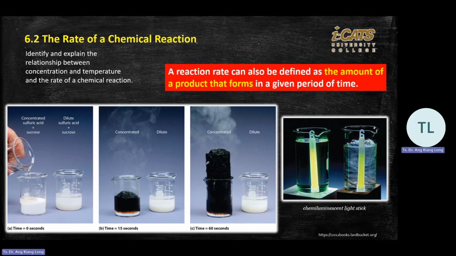Okay. So this is the very important definition for reaction rate, which is the amount of product that forms in a given period of time. So product means this one, output. Here, product means how many products were formed in some period of time.